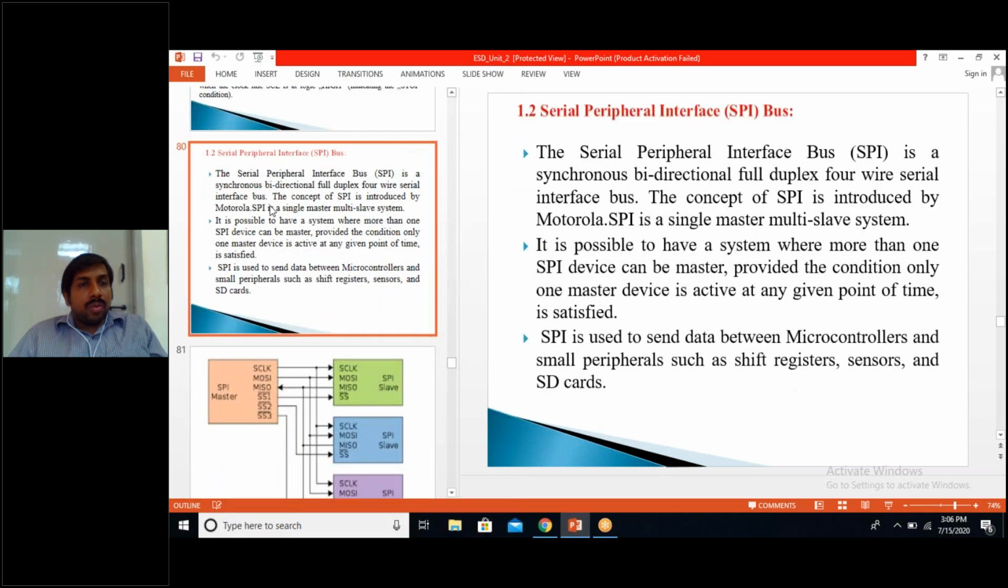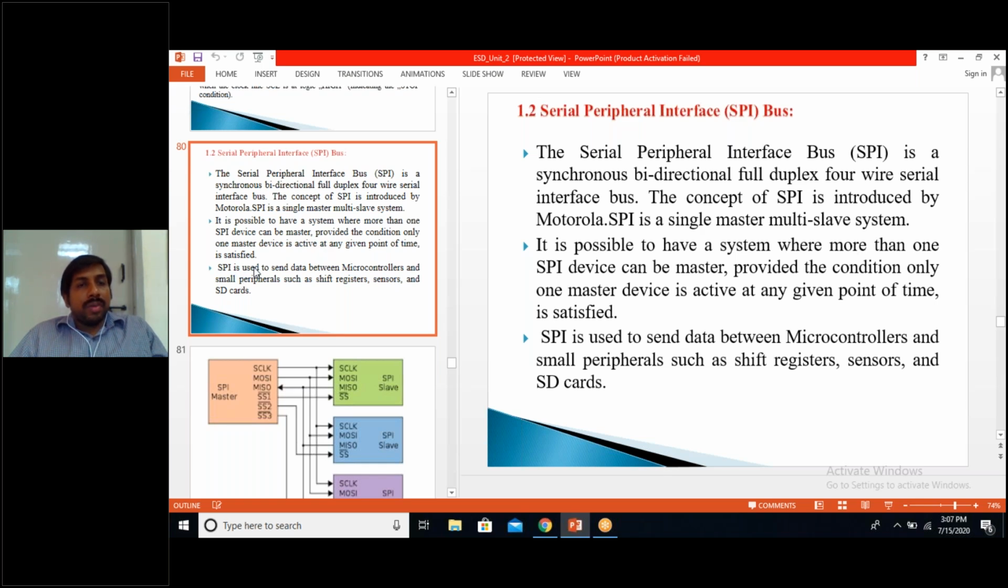So the second type of communication is the serial peripheral interface bus. The SPI bus is also synchronous and bidirectional, but compared to I2C, it is full duplex, and it has 4 wires. So what does full duplex mean? At a time, both communications can occur, and it has 4 wires. It was implemented by Motorola. It is a single master multi-slave system. So here only one master will be there, and all the other devices will act as slaves.